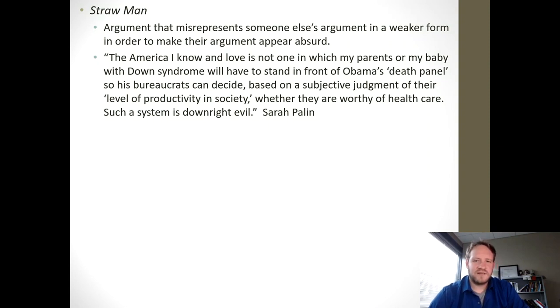Nothing in the Affordable Care Act mentions anything about death panels. Not just because they don't use that phrase. There are no panels which convene, which decide these people get health care and these people don't get health care, right? There's no such thing in the legislation itself.